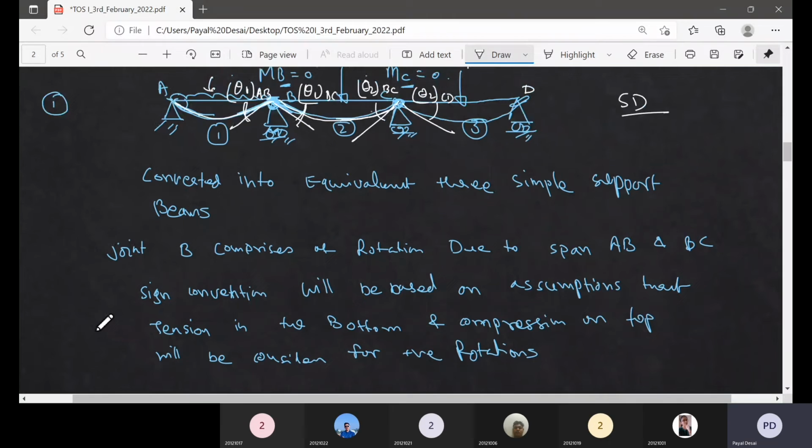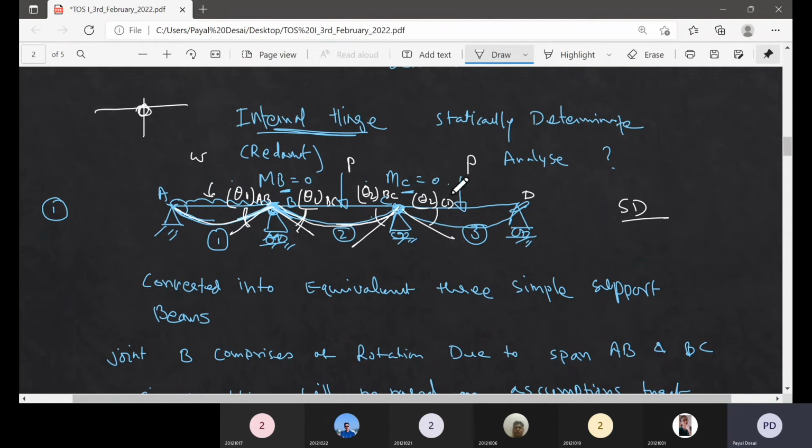So how to calculate rotations? It is based on the sign convention. That is, it will be based on the assumption of tension in the bottom fiber. So I know that under the external load, the beam deflects downward. So when it deflects downward, you always have tension in the bottom fiber, right? And compression in the top fiber. So whatever rotations I am calculating, whether clockwise or anti-clockwise, I am not mentioning here clockwise or anti-clockwise, because here you know that it is anti-clockwise. But here you may see that it is clockwise.